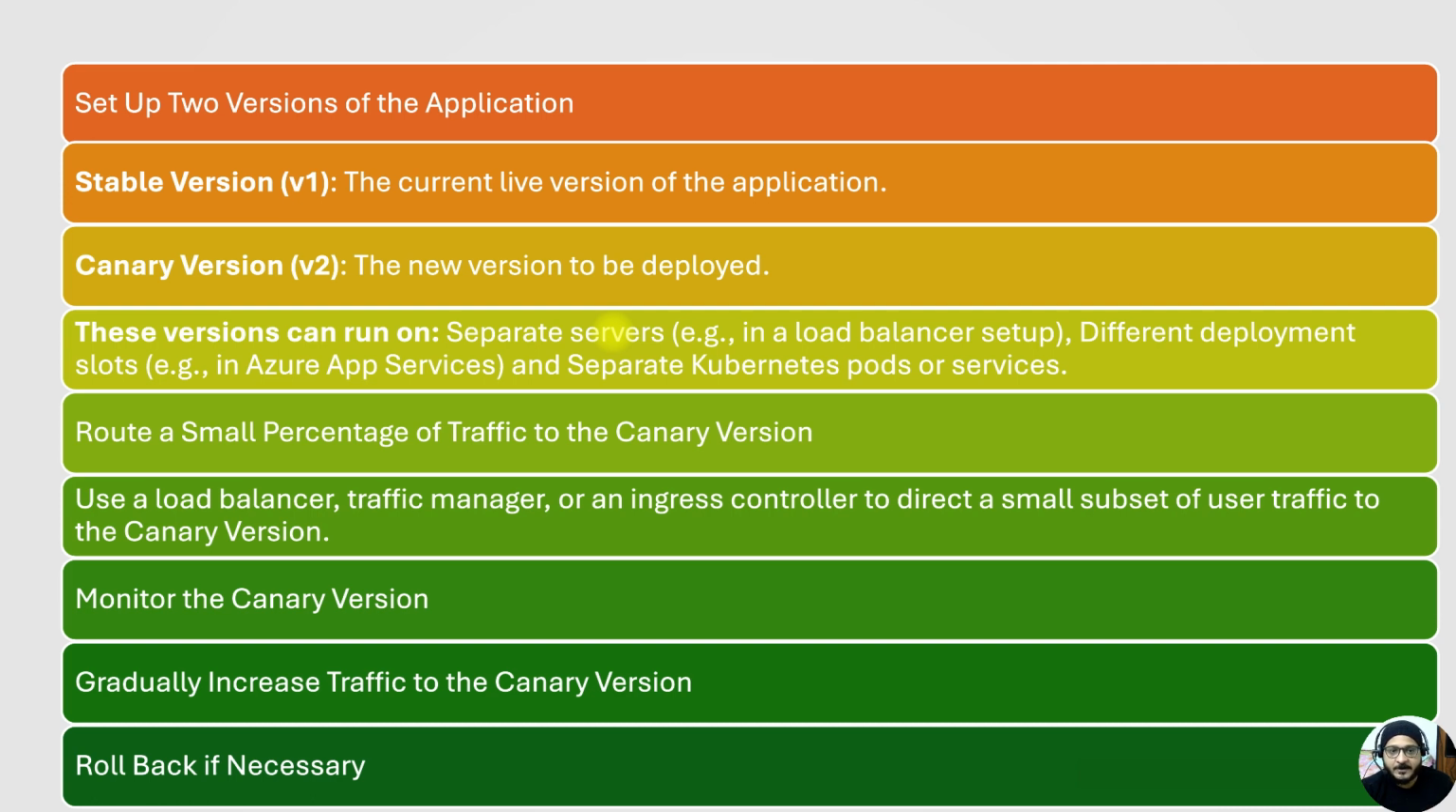And then we will route a small percentage of traffic to the Canary version, which is V2 in our case. With the help of a load balancer, Traffic Manager, or ingress controller, we will direct the traffic of a small subset of users to the Canary version, which is version 2. Then we will monitor the Canary version, and slowly we will increase the traffic on it. If everything is working fine, then we will have the full 100% traffic on the Canary version. And in case there is an issue, we can roll back. So these are the steps which you can mention.